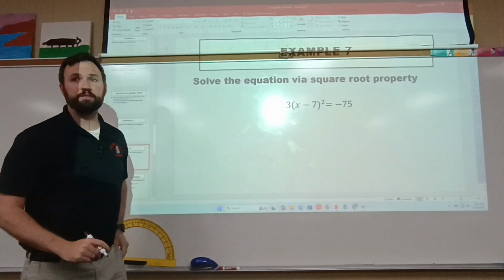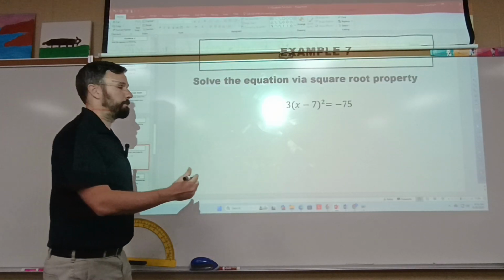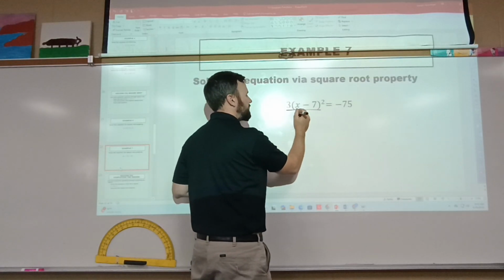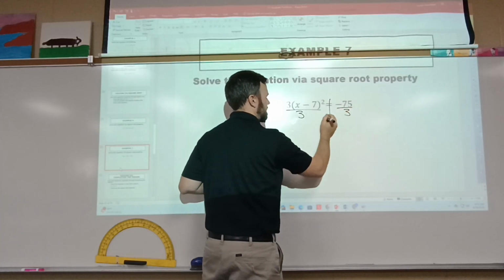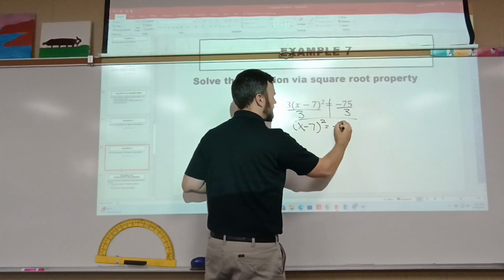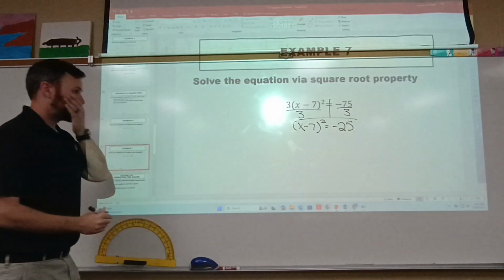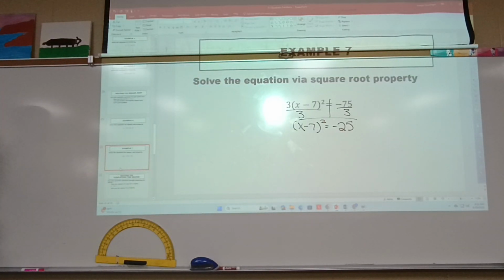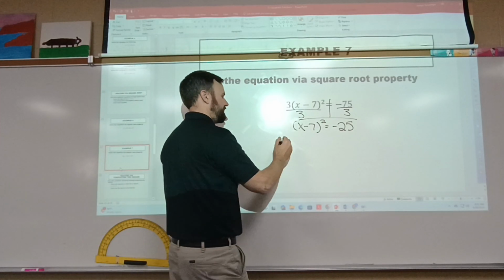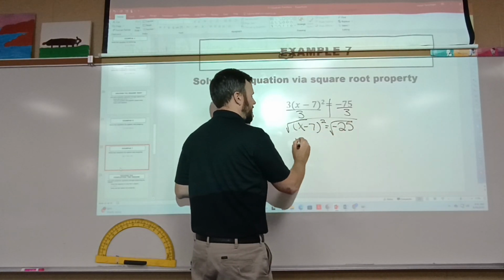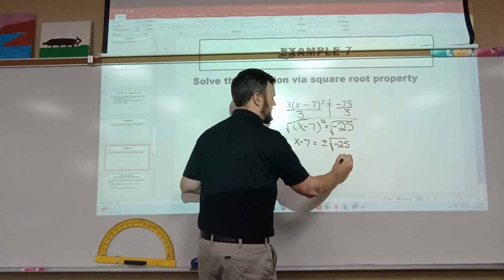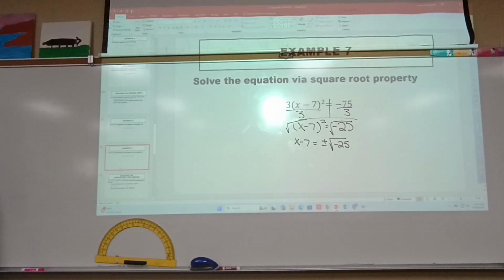What do I need to get by itself first? The square, so I can square root. So I'm going to divide both sides by 3. I'm going to get x minus 7 squared equals negative 25. Uh-oh. Perfect. What do I do to both sides to get rid of that square? Square root it. So I get x minus 7 equals plus or minus square root of negative 25, right? Oh no, Mamma Mia. There's not going to be any real answers.